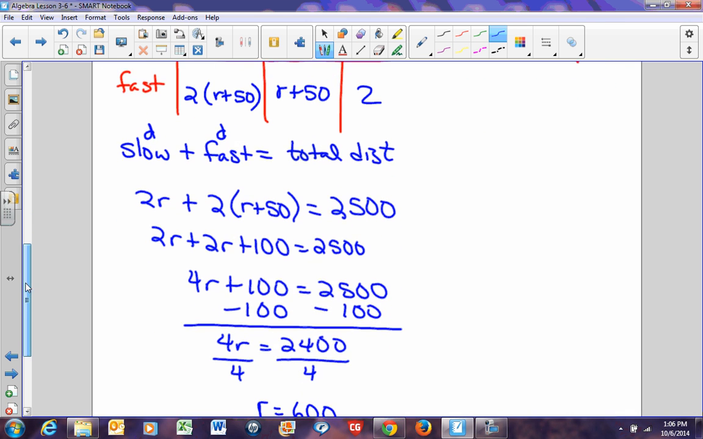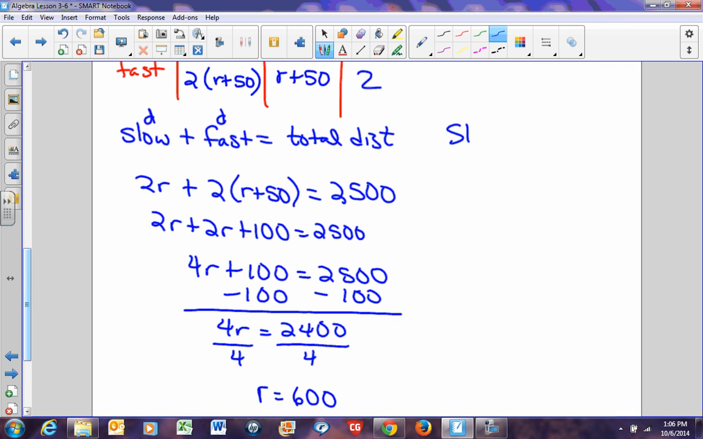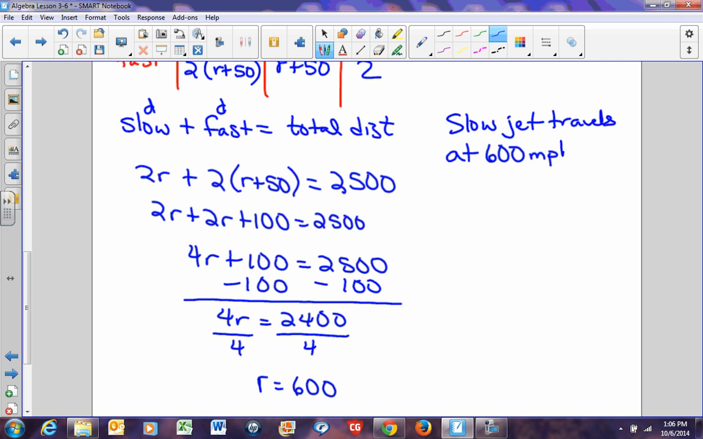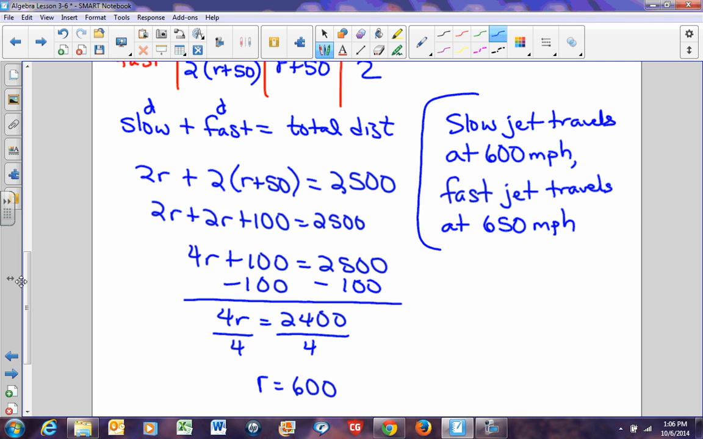Back up here. So my slow jet travels at 600 miles per hour. And then the fast jet is 50 miles per hour faster. So the fast jet travels at 650 miles per hour. If you set the tables up, these are actually simple problems to solve. They're much easier to solve than you would think because there's a strategy behind them.